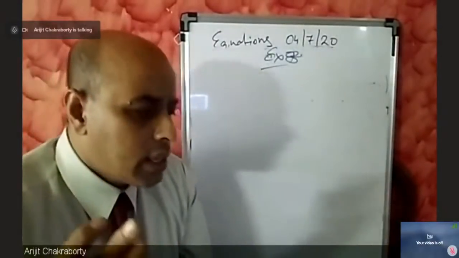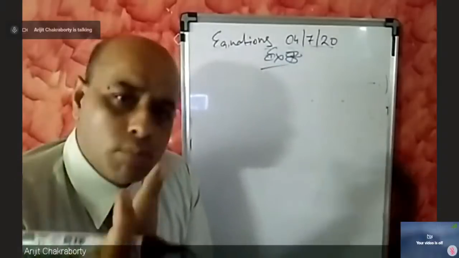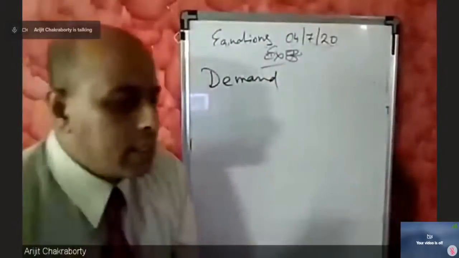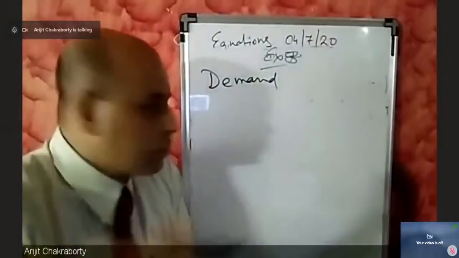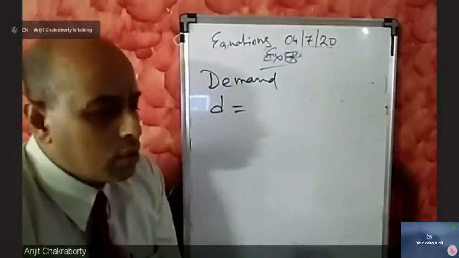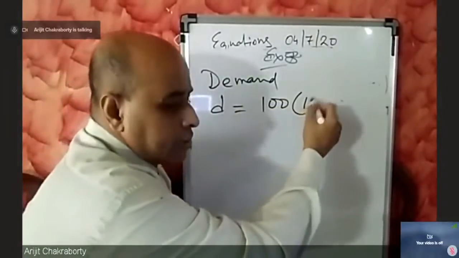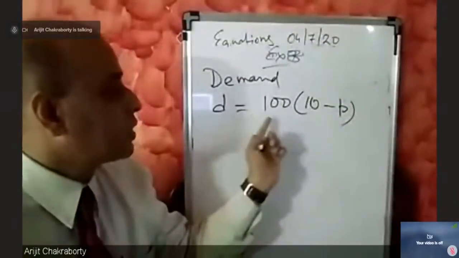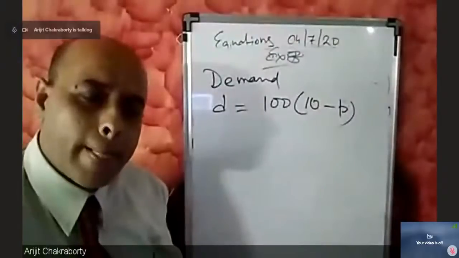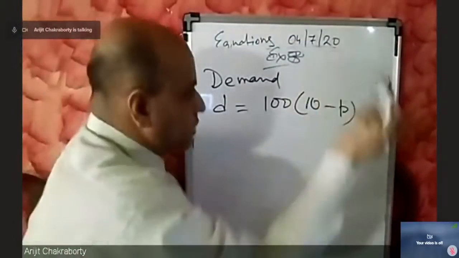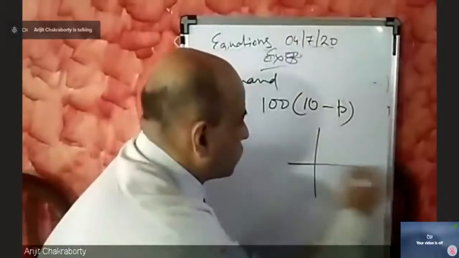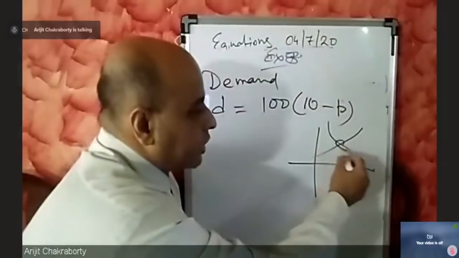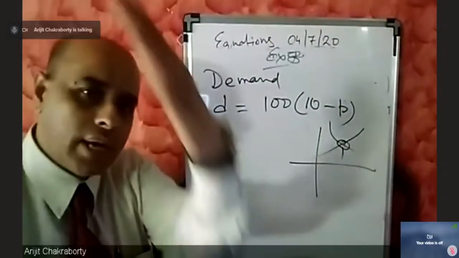The demand of a particular commodity is given in terms of an equation: D is equal to 100 into 10 minus P. Fine. The demand equation is D is equal to 100 into 10 minus P. Right. So we know in economics, all of the students are aware, normally we have the demand curve and the supply curve, and they intersect.